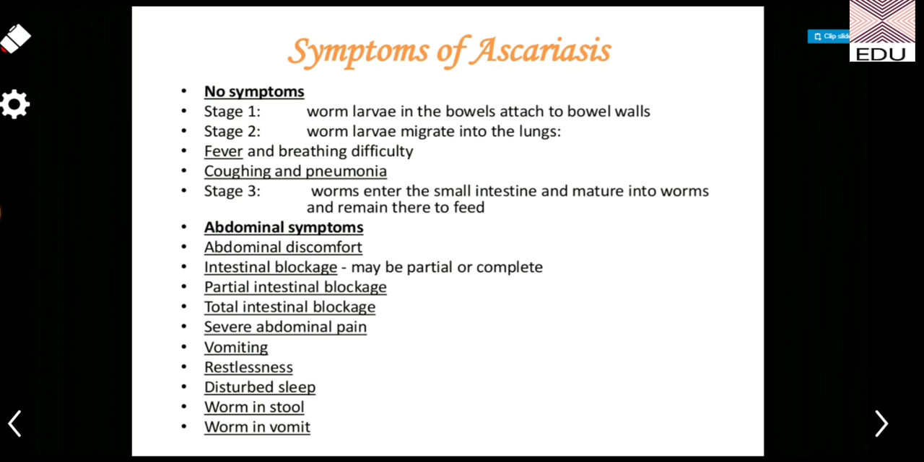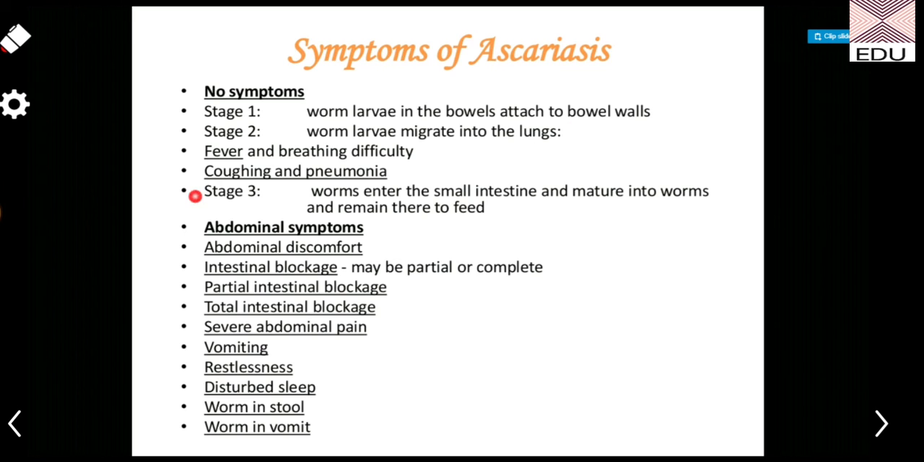In the second stage, the worm larvae migrate to the lungs, as we have discussed in the life cycle. Then we have fever and breathing difficulty. As they have migrated to the lungs, we can have some difficulty in the respiratory system. Then we can have coughing and pneumonia. Nobody can easily link coughing with ascariasis, but this is a direct link between the respiratory system and ascariasis. So this is a very, very important point to note.